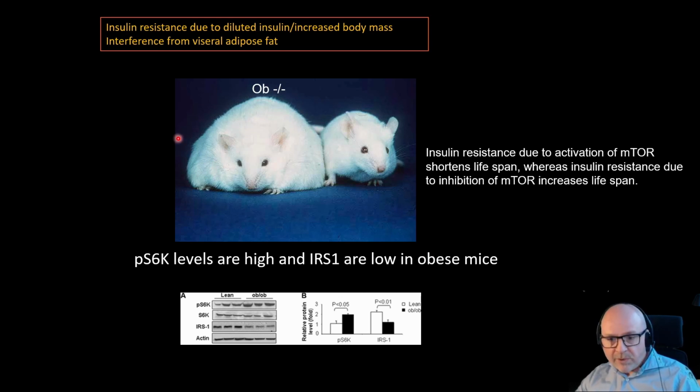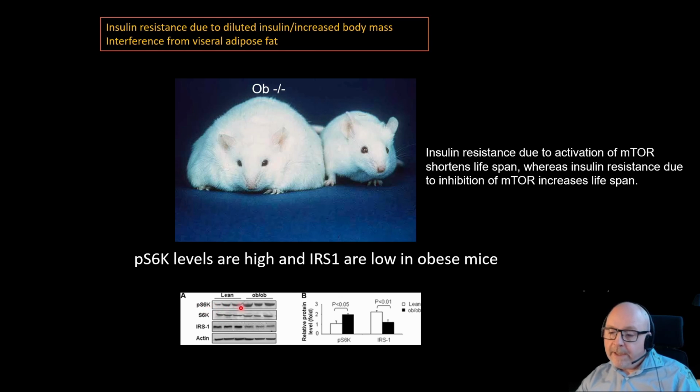I mentioned in a previous talk that the OB mouse, the leptin mutant, they get big. They're used as a model for insulin resistance. And if we look at these players I just talked about now on Western blots, here we have a lean mouse, here we have the OB mutant, and we look at S6 kinase. Actually TOR is a kinase, I mentioned that. It phosphorylates S6 kinase, giving us phospho S6 kinase.